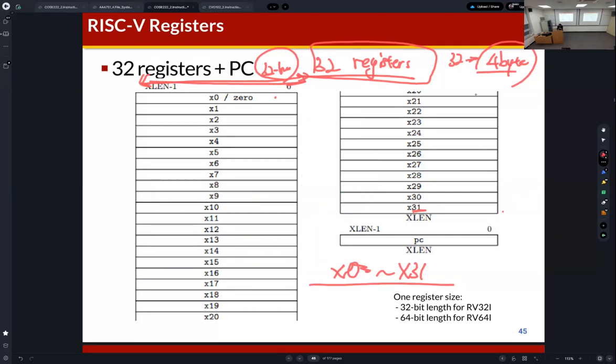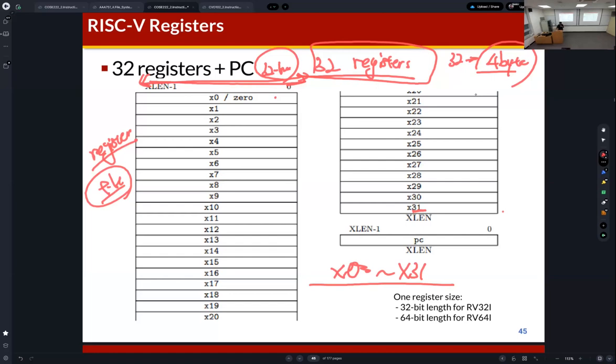So then in RISC-V, what is the CPU? There are multiple registers, as I mentioned. There is an array of registers. So this array of registers is called... RISC-V. Okay. So RISC-V is the group of registers.